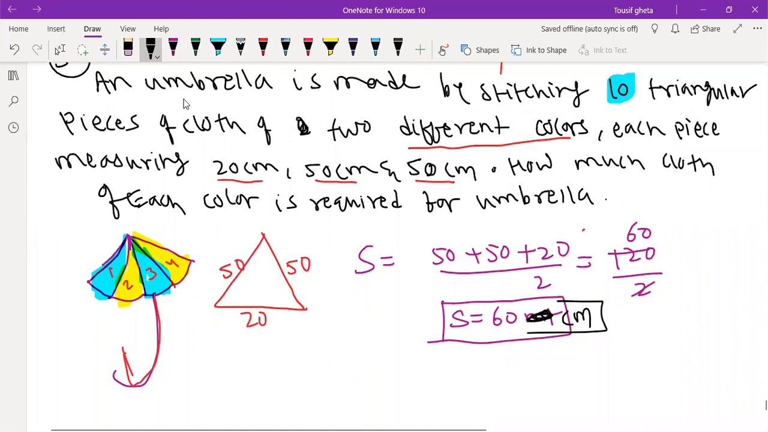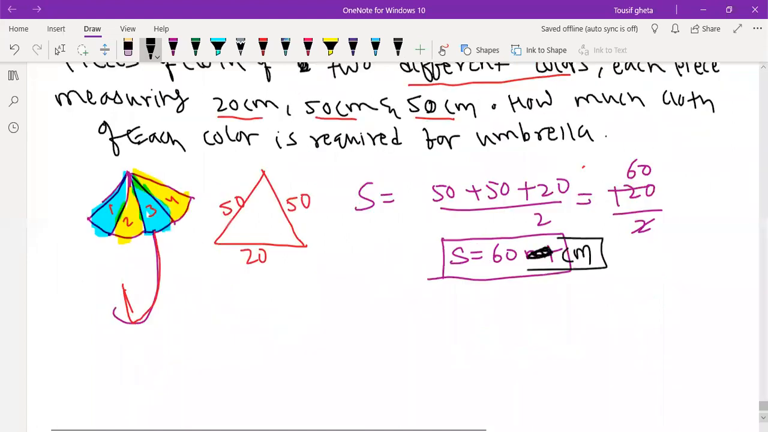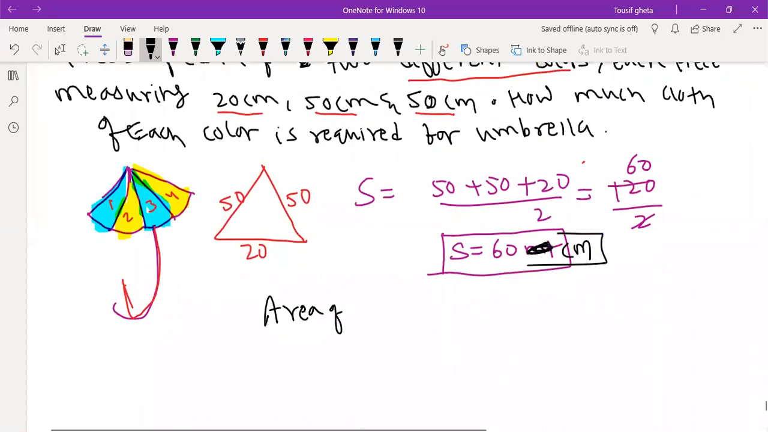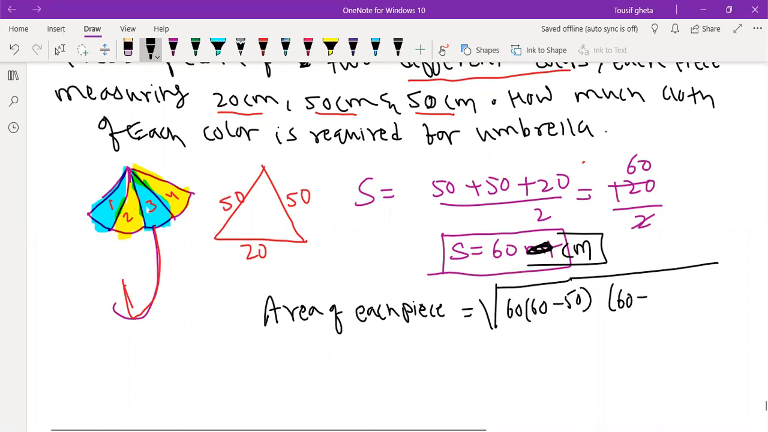Now we should find out the area. Area of each piece is equal to root of S(S minus a)(S minus b)(S minus c). So root of 60 into (60 minus 50), (60 minus 50), (60 minus 20). A, B, C, three are there. Correct? So root of 60 into 10 into 10 into 40.